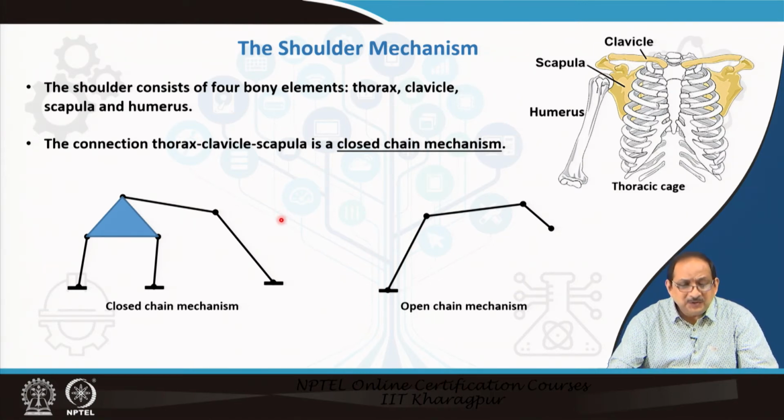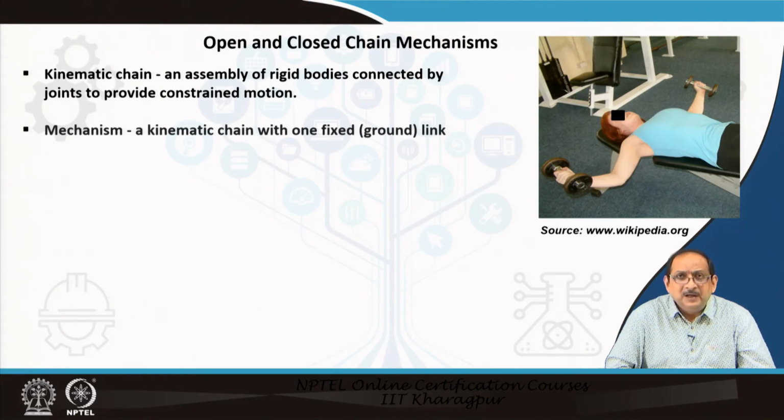Now, what is this closed chain mechanism? There are 2 types of mechanism. One is closed chain, the other is the open chain as presented in the figure. Let us briefly discuss the open and closed chain mechanisms.